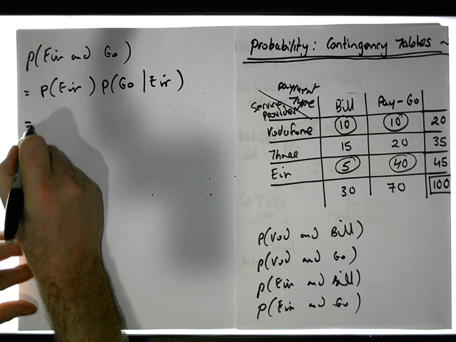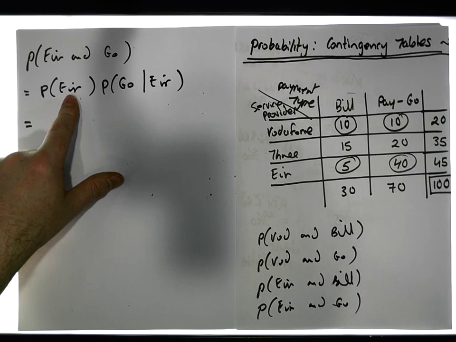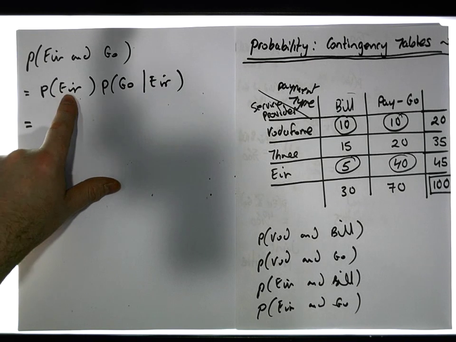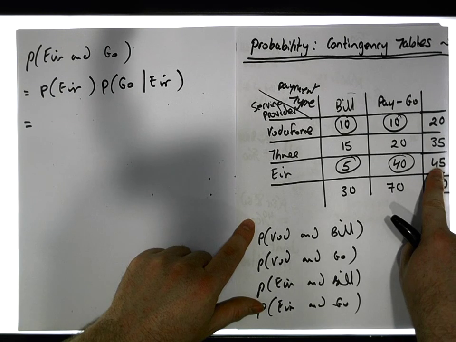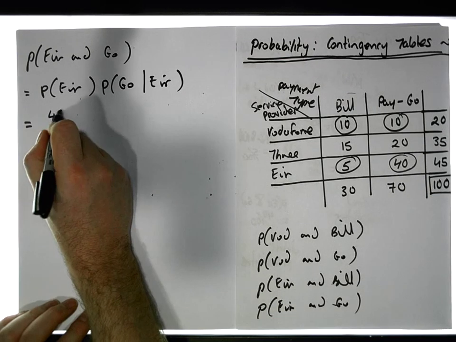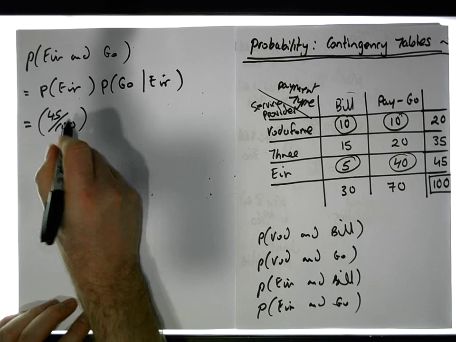So what we end up with here, well, the probability that they're air is a simple probability. There's no compounding going on. It's just an air customer. You can see that there are 45 air customers out of 100. So we have 45 out of 100 as that probability here.